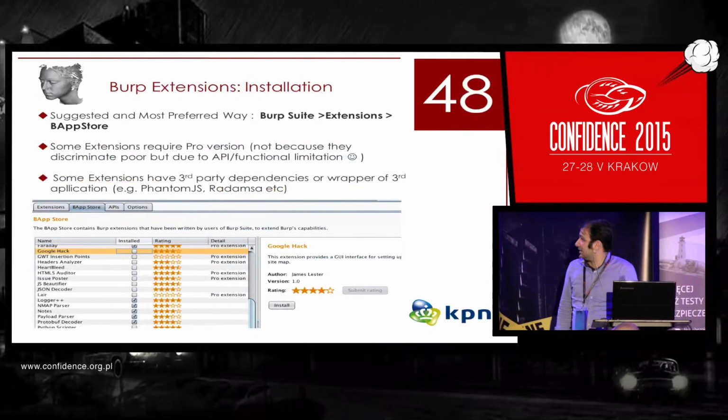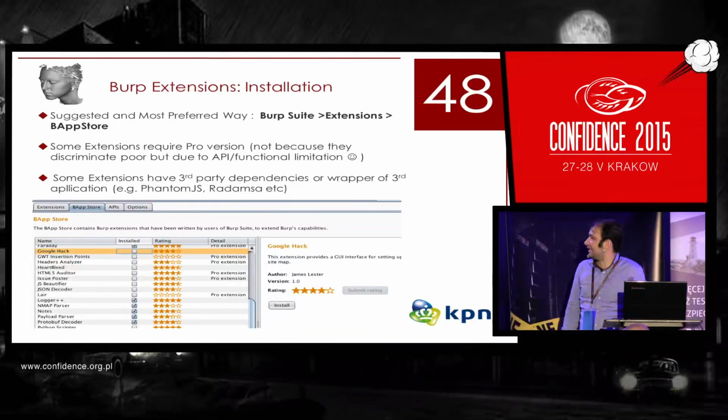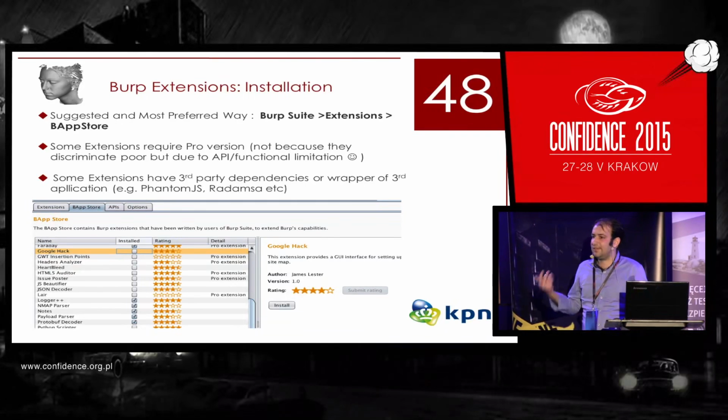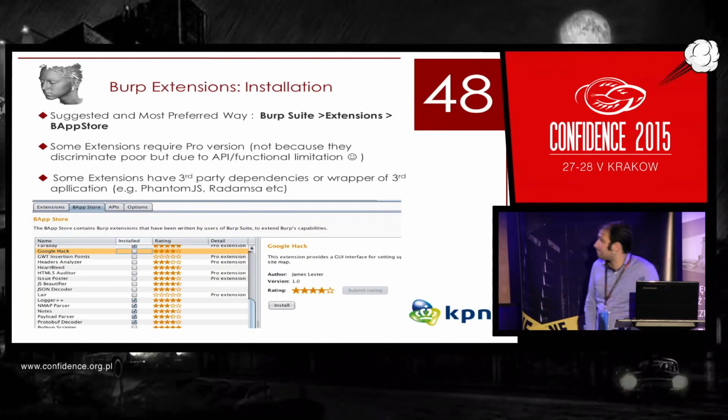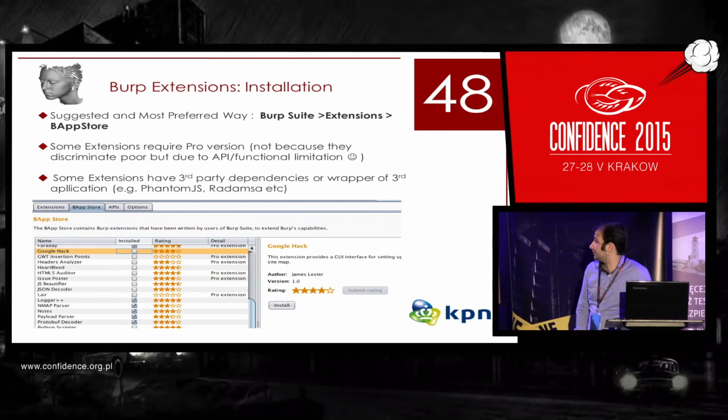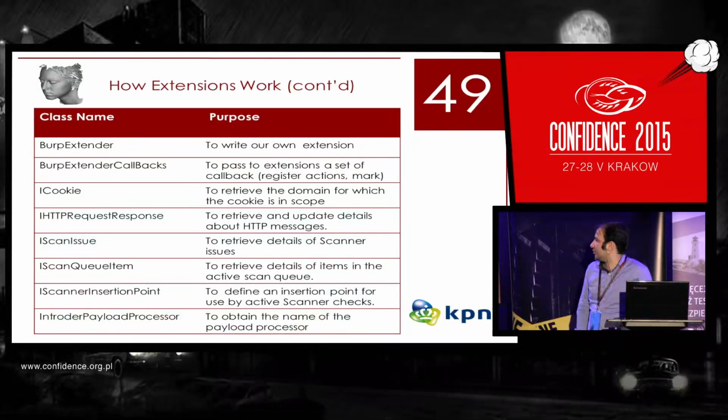So while doing application level analysis, we really love to use Burp extensions. We extend the framework by writing Python or Java code, and there are interesting third-party extensions that you can use. These are the most common extension classes you can use to extend the Burp framework, like retrieving cookies, extended callbacks to register actions, and scanner insertion points.